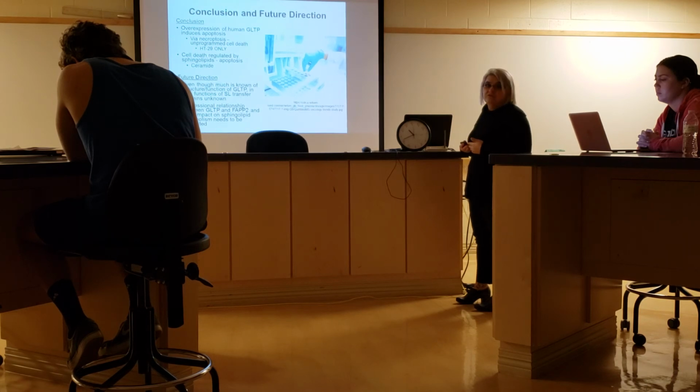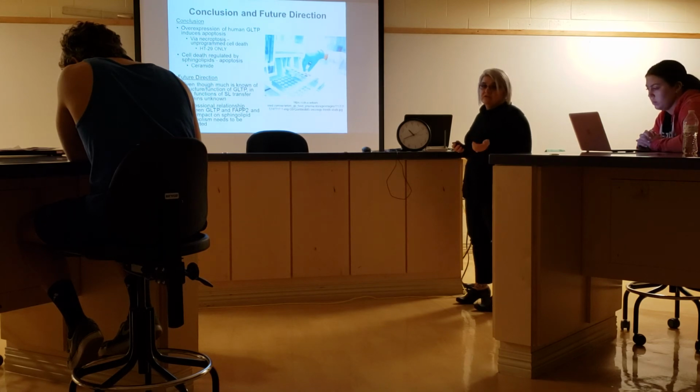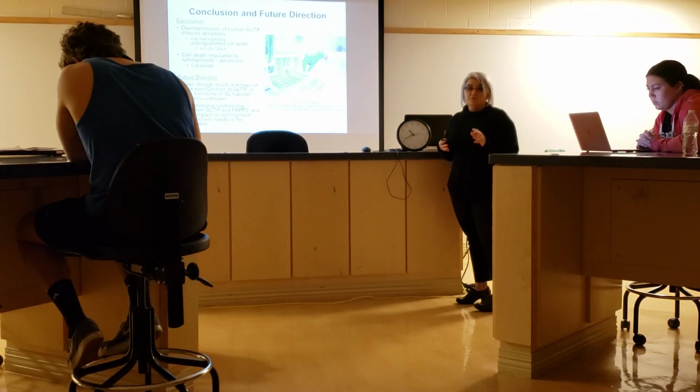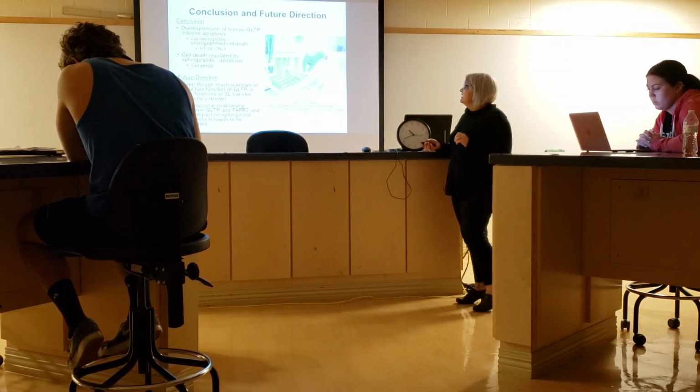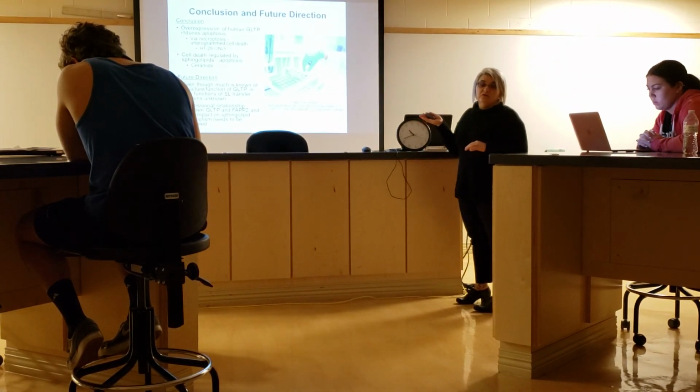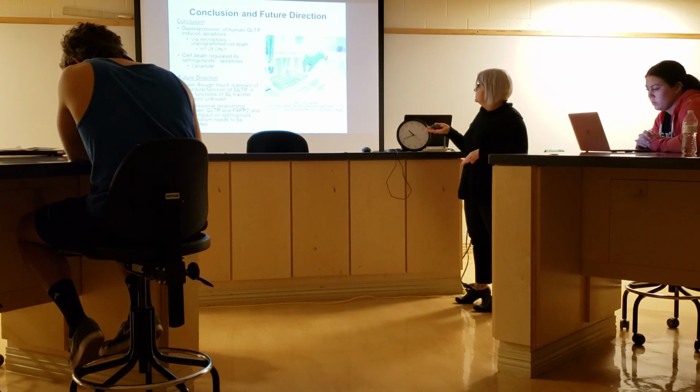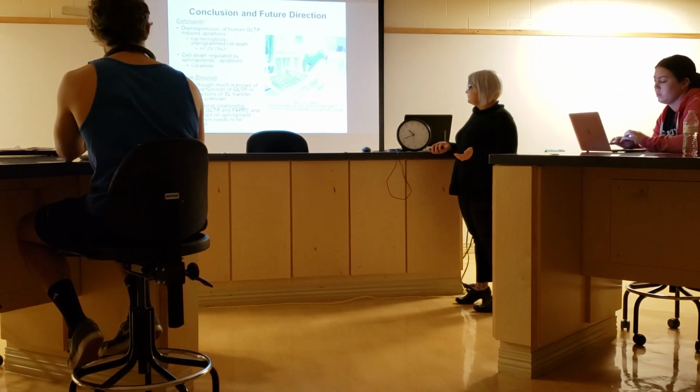So in conclusion and future direction, overexpression of human GLTP does induce apoptosis. And it does this through necroptosis. Necroptosis is unprogrammed cell death, whereas apoptosis is programmed cell death. And this only occurs in the human tissue HT29 cancer cells. Cell death is regulated by sphingolipids, and that is through apoptosis. An example of a sphingolipid would be a ceramide.